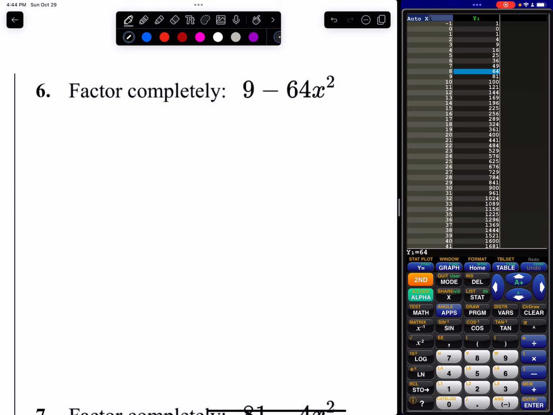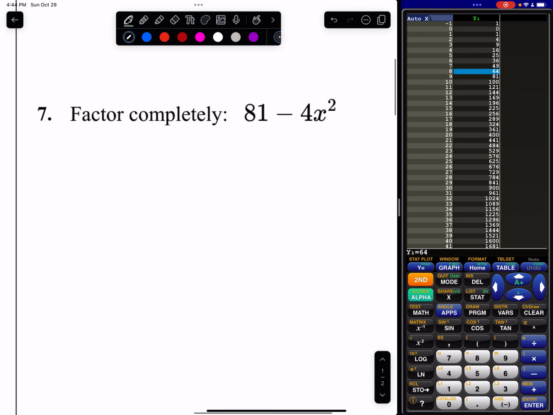So I've got two terms. I've got a difference, which I mean subtracting. So I'm going to write 3 plus 8x, and then 3 minus 8x. And then we're done. And again, if we multiply that out, the middle terms would disappear. And let's keep scrolling. Let's check this one out.